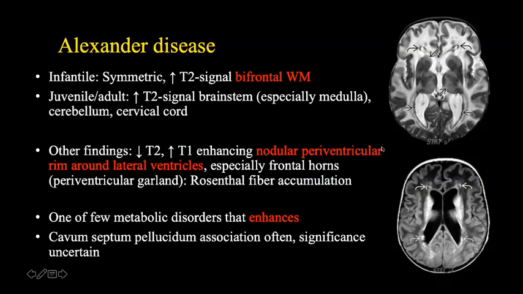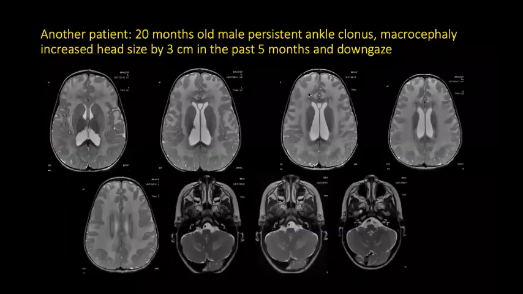With Alexander disease, you get a nodular periventricular rim around the lateral ventricles, and this rim can enhance. So it's one of the few diseases that can enhance, and this is related to accumulation of Rosenthal fibers. It can be associated also with cavum septum pellucidum. That's another case in a 20-month-old patient.